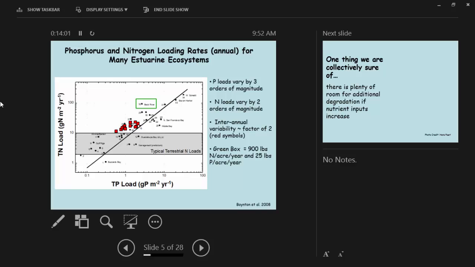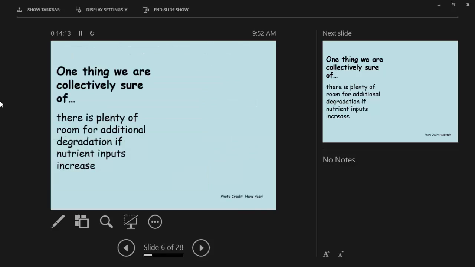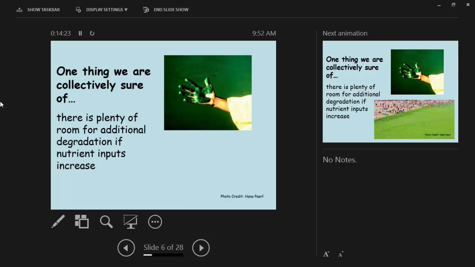So one of the take-home messages here is variability. The fact that most of the Chesapeake systems sit above that gray line means we need to move them back down that line. When we do, as I'll show you later, I think we'll get the results that we like. One thing we're collectively sure of in the marine science community is that there's plenty of room for additional degradation. We have not hit bottom here.